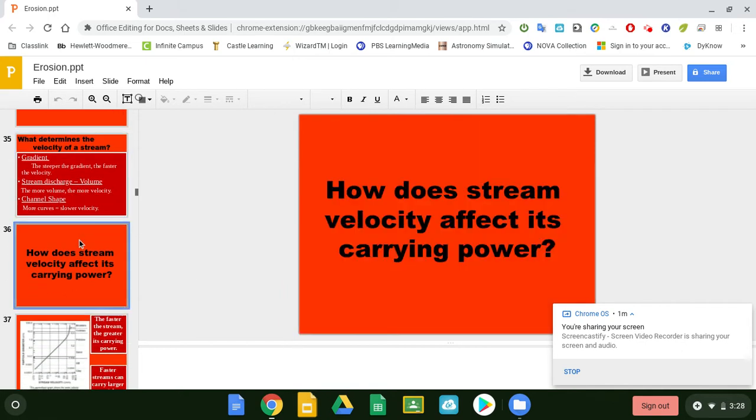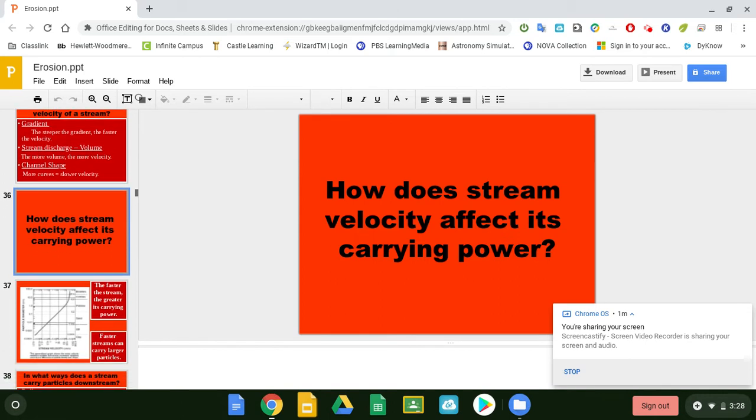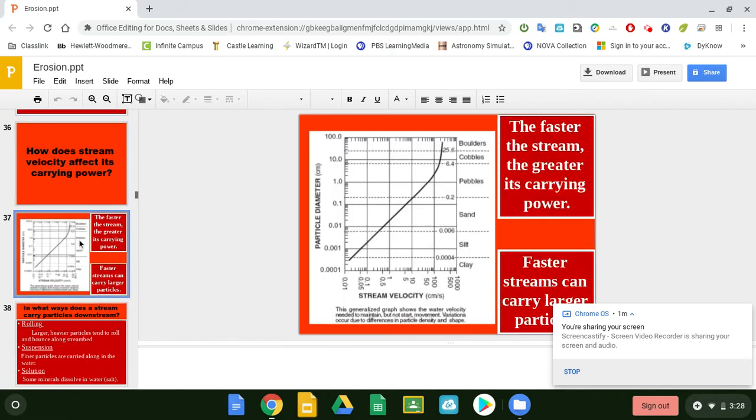So we're going to talk about how the stream velocity affects the carrying power. And right here in our handy dandy reference table is a chart to show you that. I'm going to be giving you a worksheet tomorrow to help work on this, but this chart really helps to show the speed of the stream and the size of the particle it will carry.